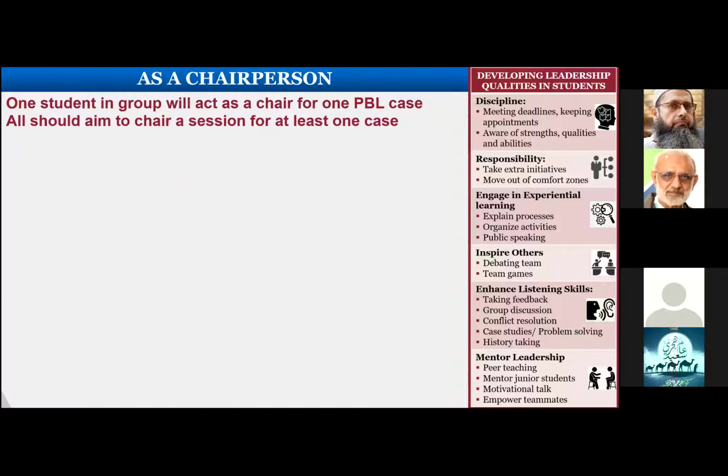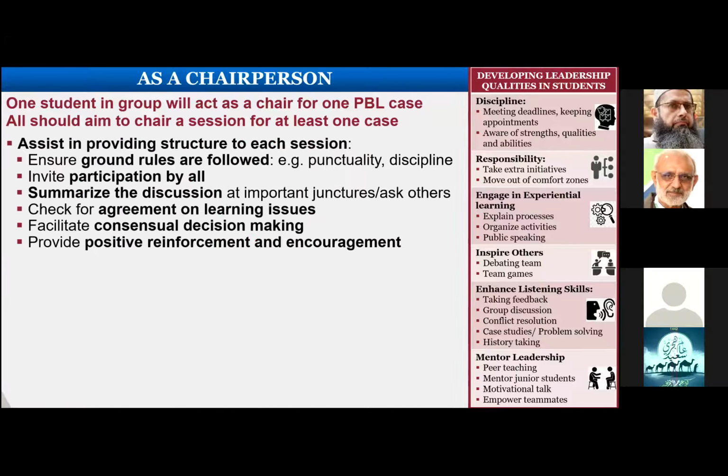The aim is that at least each student should be a chairperson for one of the PBLs. So there are about 10 modules in a year. And if there is a maximum of 10 or 11 students, at least everybody gets the chance to be a chairperson at least once.